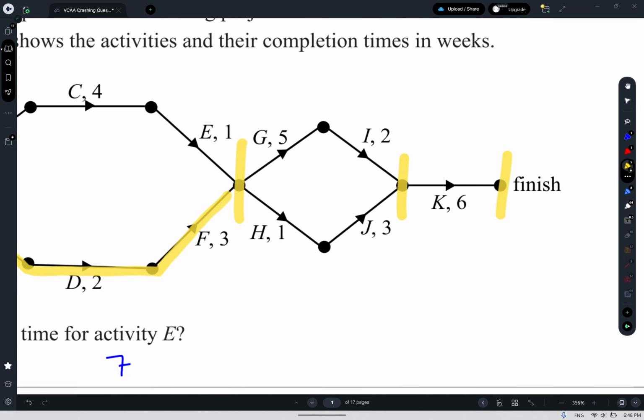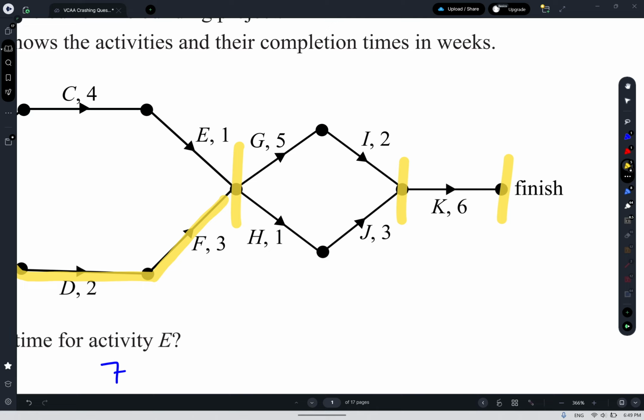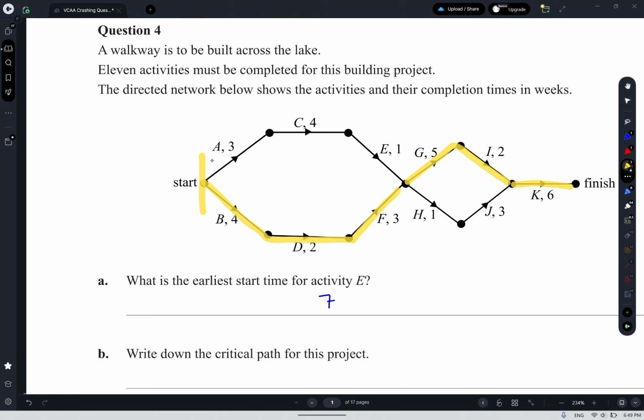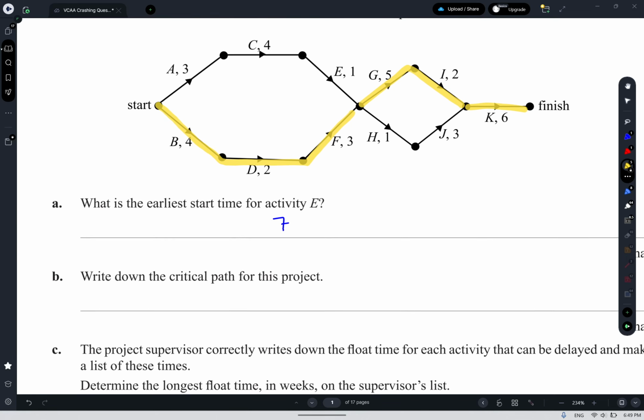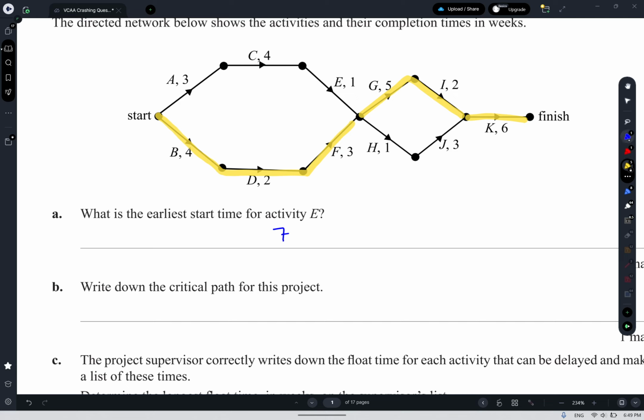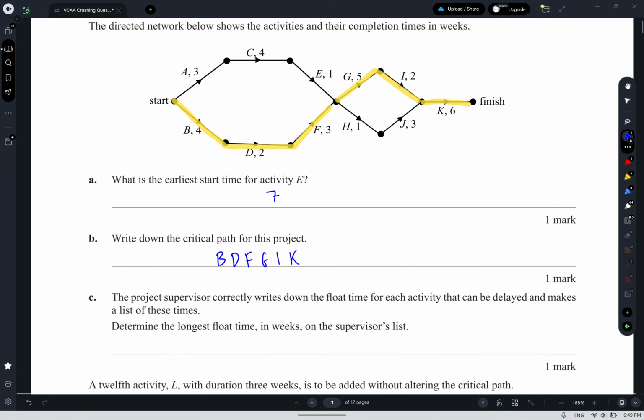Looking at the next section, I've got GI, which takes 6, or HJ, which takes 4. So GI takes longer, so that's going to be critical. And then K, because it's the only option, is going to be critical. So my critical path is going to be BDF GIK. The project supervisor correctly writes down the float time for each activity that can be delayed and makes a list.